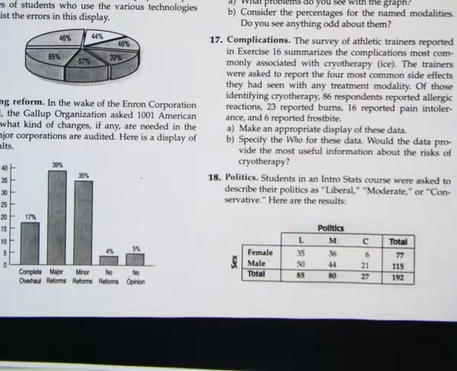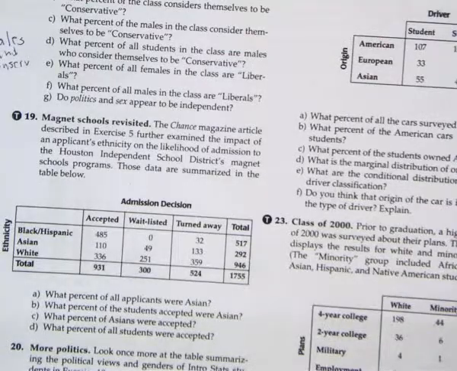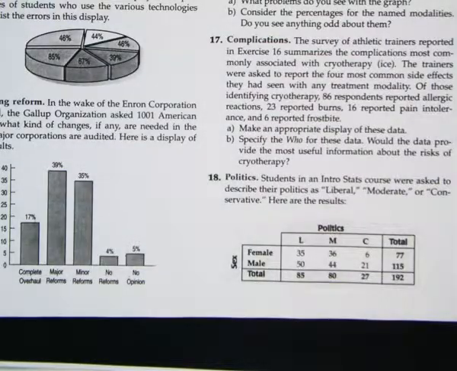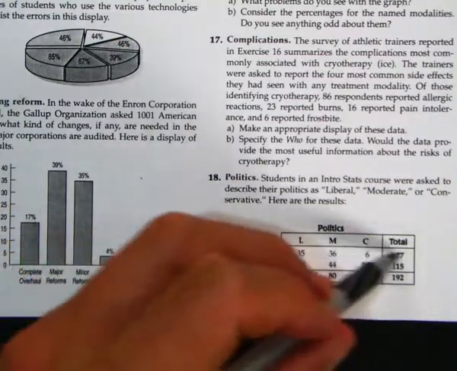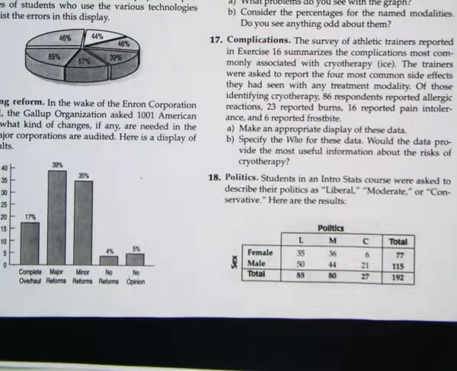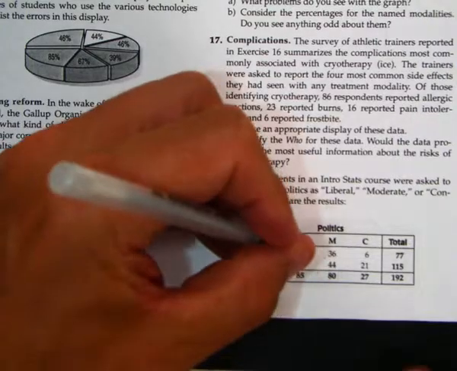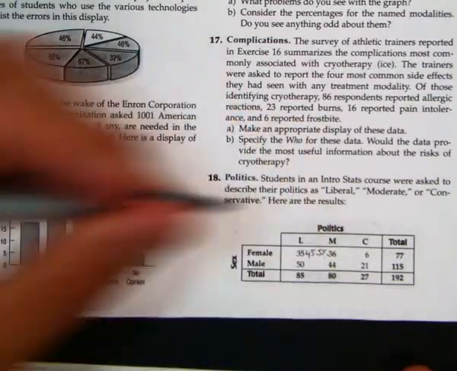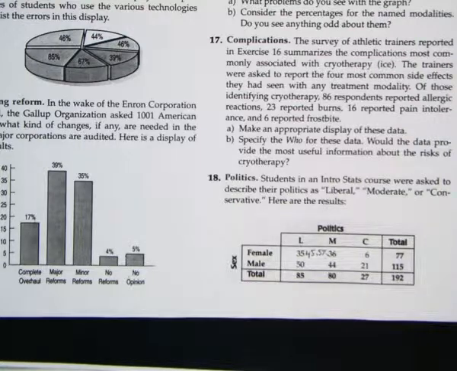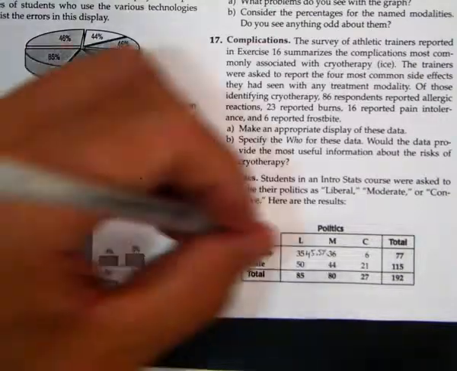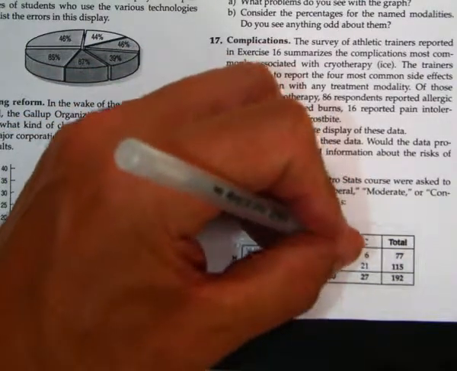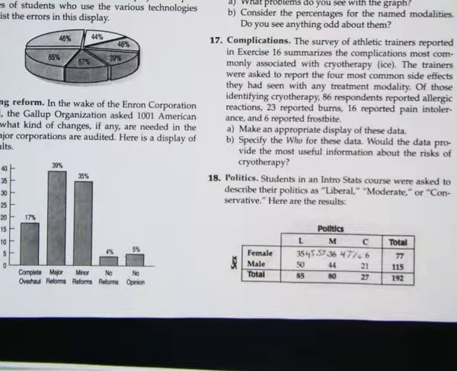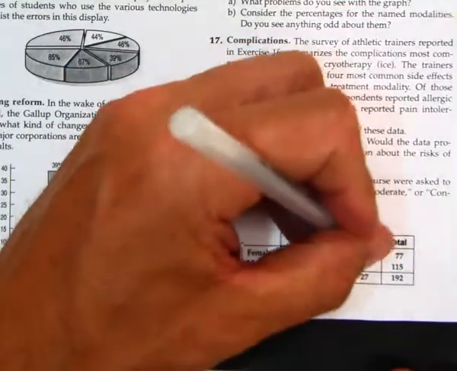Okay. And then question G asks, do politics and sex appeal appear to be independent? So what I'm going to do is figure out what each of these categories is for each gender. So for liberal female, we already figured that one out. It's 35 out of 77, so that's 45.5%. For a moderate female, I do 36 out of 77, and I get about 47%. And conservative is 6 out of 77, and I get about 8%.